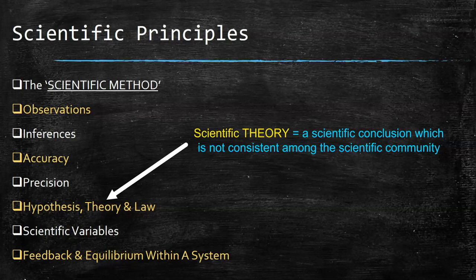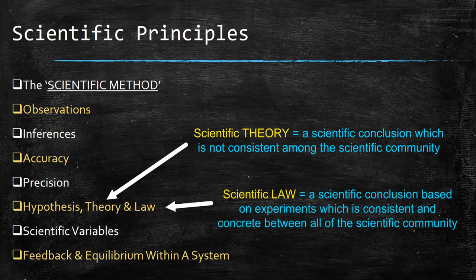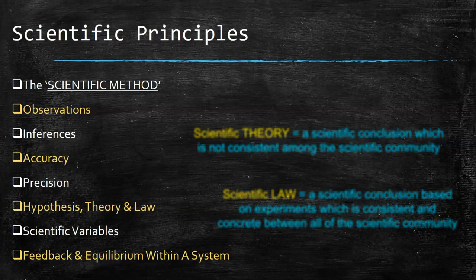But then a scientific law is where everyone agrees that the outcome is correct, it is concrete, like gravity. Whereas a theory would be like the Big Bang Theory, which is still up in the air of what actually happened 13.6 billion years ago.